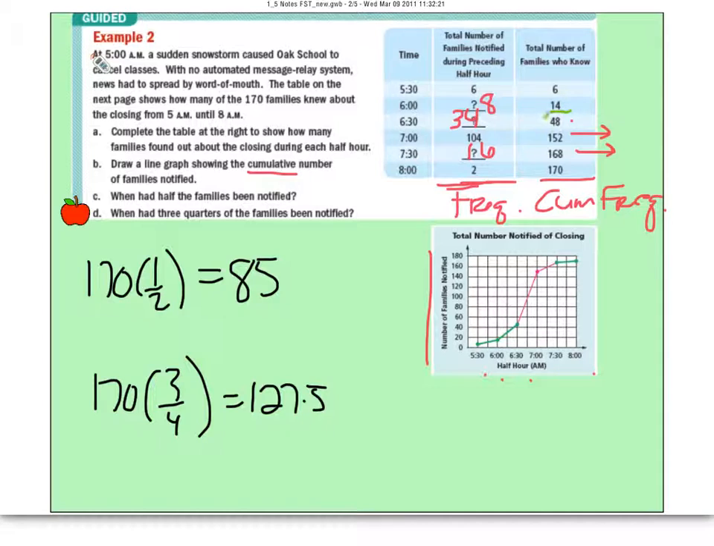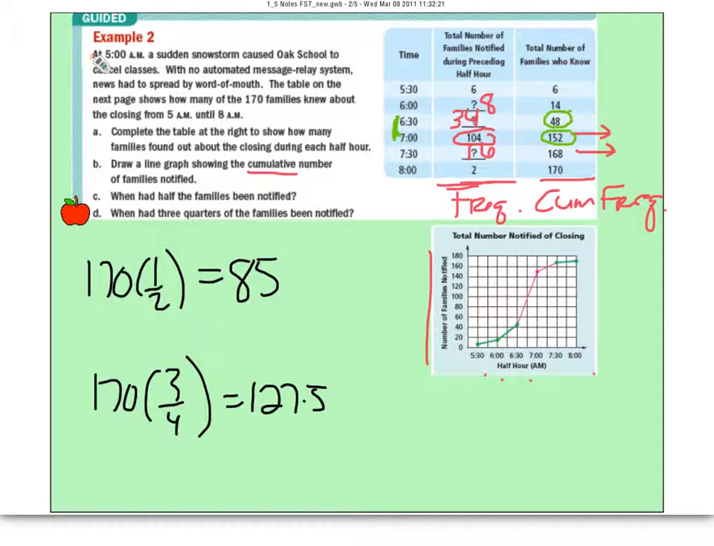Well, at the end of 6:30, 48 families had been notified. At the end of 7 o'clock, 152, so somewhere in here it happened. And they want you to be a little more precise. So it's somewhere between 6:30 and 7, and we're looking for 85 families. So if you think about it, it seems like it might be somewhere in between. So I'm going to do this. If you take 152 minus 48, you get 104 families were notified, right? So we know that 104 were notified.